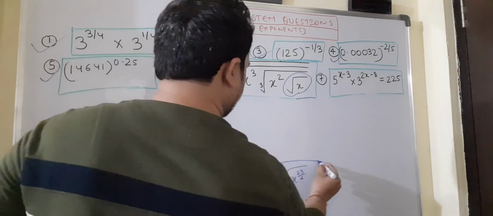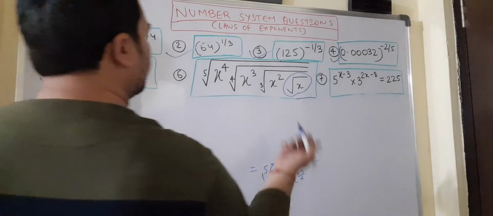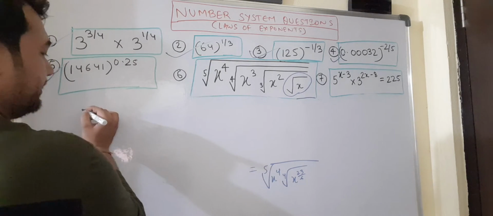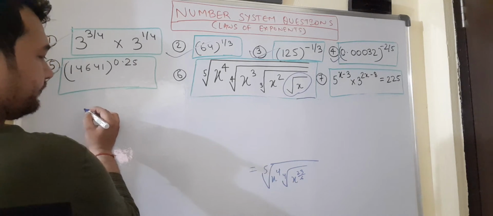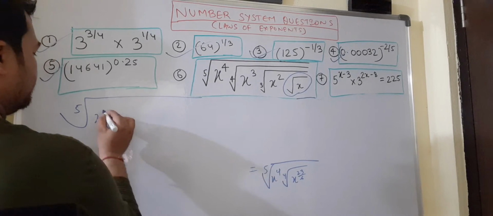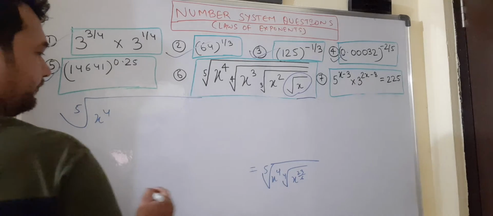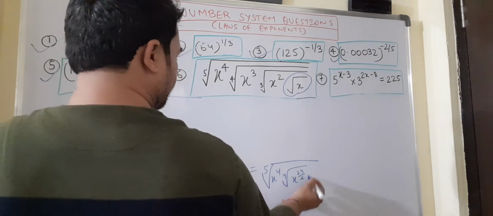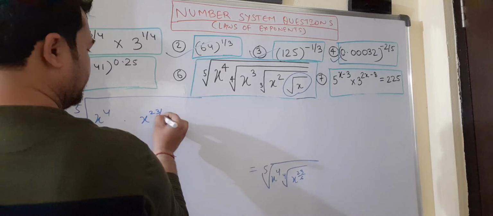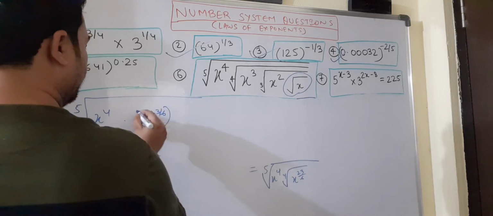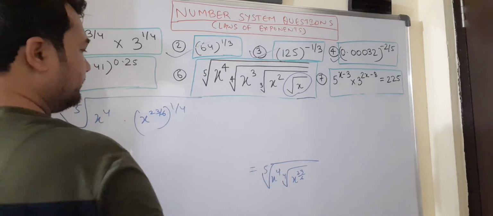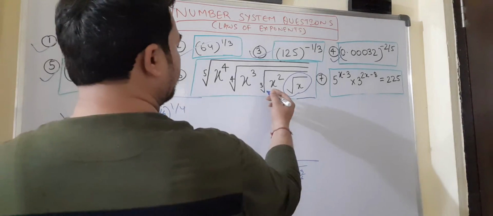See how much smaller it has become. Only 2 roots are now left. That's why I told you you need a little patience to solve such questions. So we have fifth root of x to the power 4. Now this x to the power 23 by 6, since it is a fourth root, we should write 1 by 4. Step by step we are removing the roots.